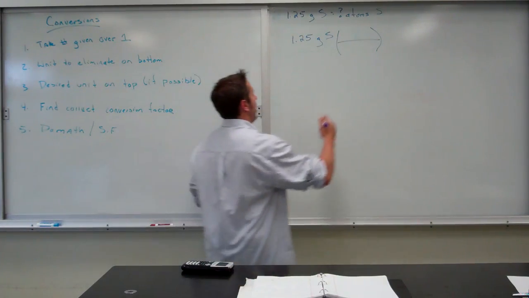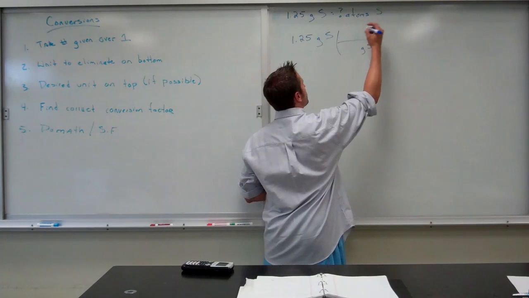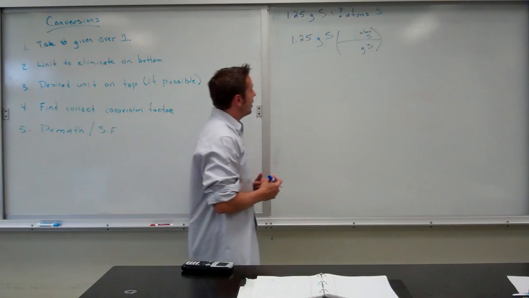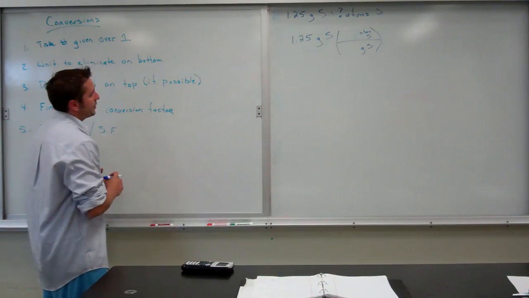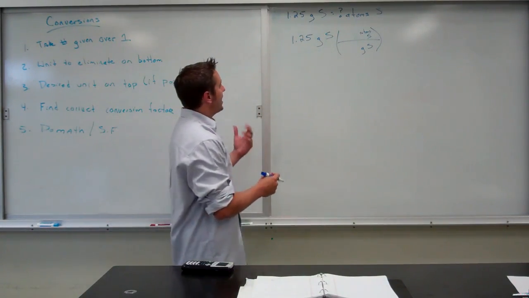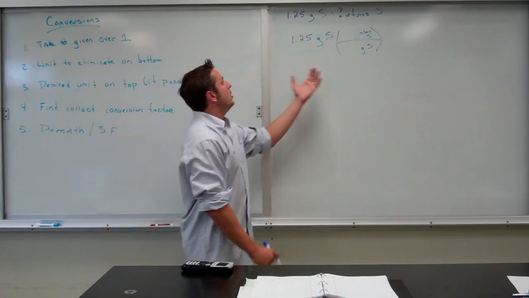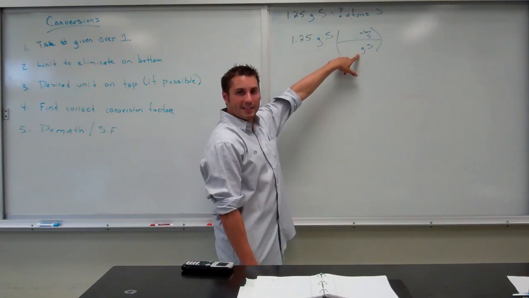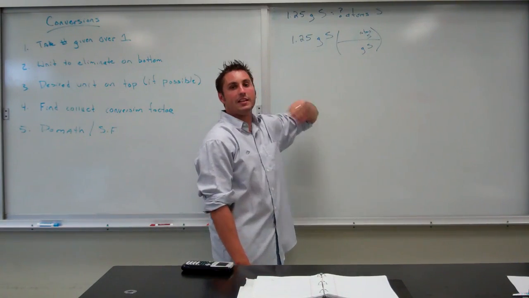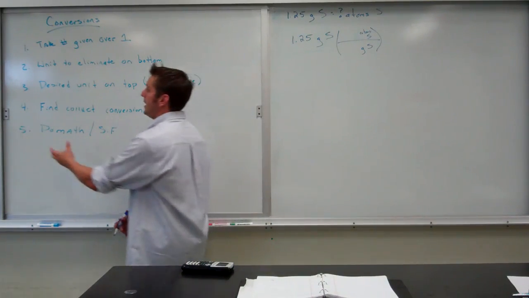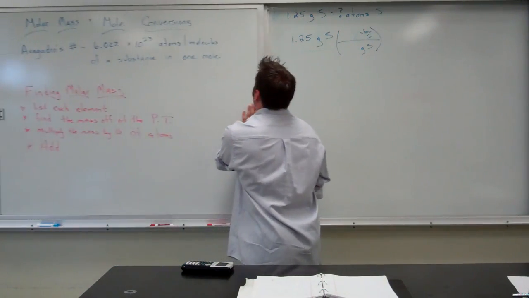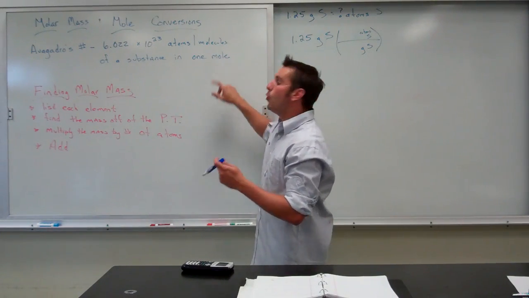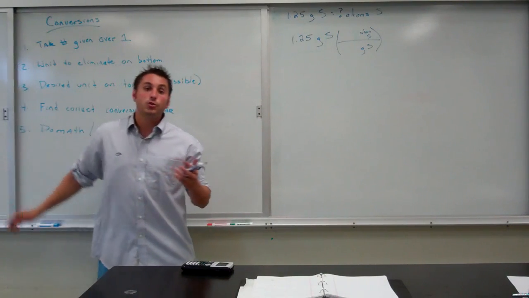Unit to eliminate on the bottom is grams of sulfur. What I'm trying to find on top would be atoms of sulfur. Do I know a conversion between those? I do not. Right? Can't do grams to atoms in one step. So what we do is we try to find something that relates to both. From the last examples, we know grams can relate to moles. And from the very beginning of this, we have a relationship between atoms and moles. So we are going to try to do this in 2 steps.